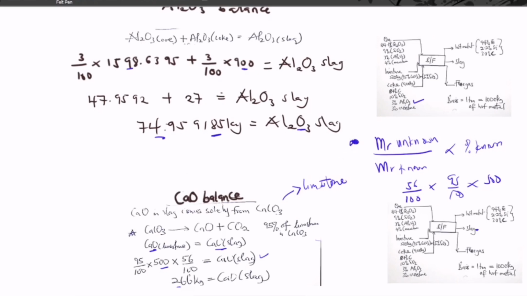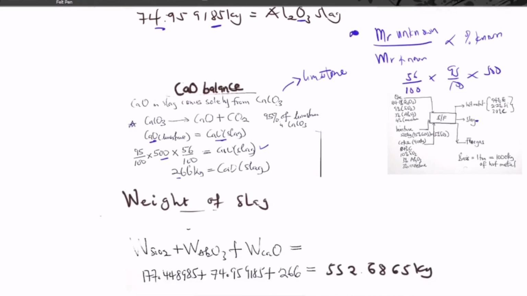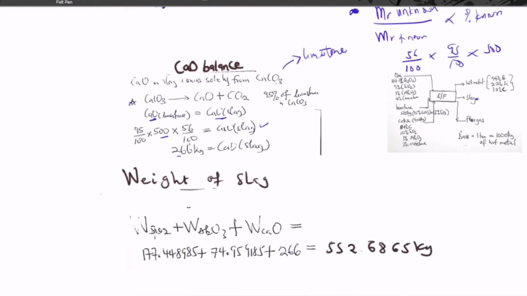So at the end, to find the total weight, we need to add the weight of silica plus the weight of calcium oxide. At the end, you are going to get 552.685 kg. You can also go through the video again and the molar mass of unknown over known times 100%. Thank you very much for watching.